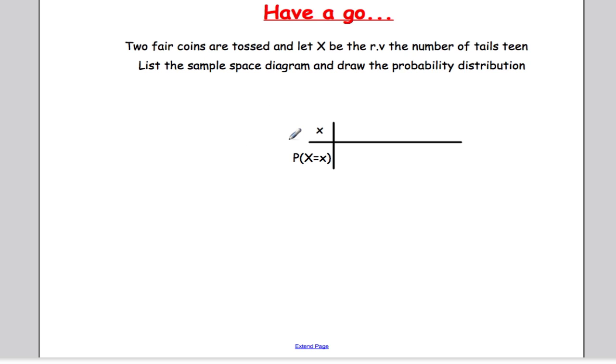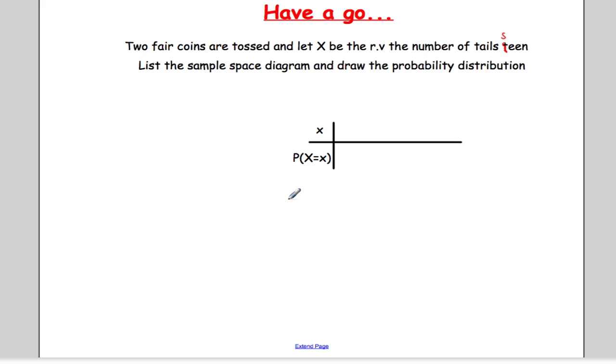Okay, time for you to have a go now. So pause the video and see if you can answer this question. We've got 2 fair coins tossed, and x is the random variable, the number of tails seen. List the sample space diagram and draw the probability distribution.